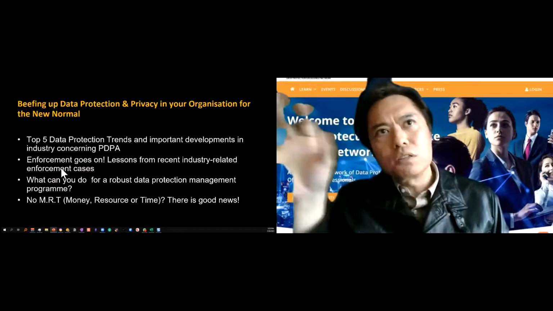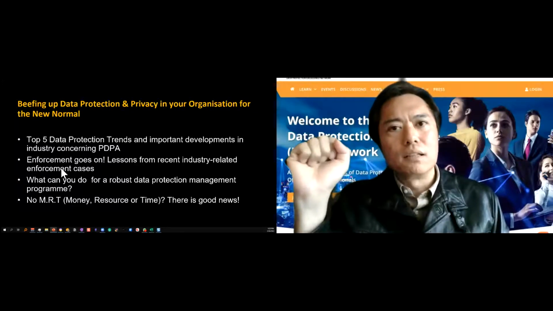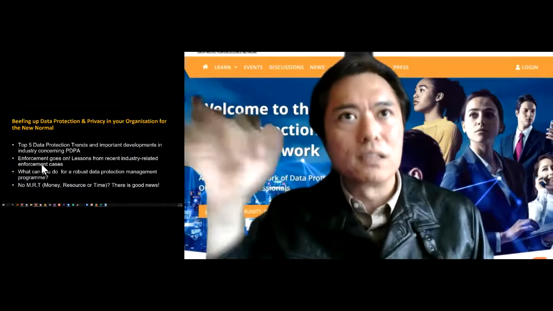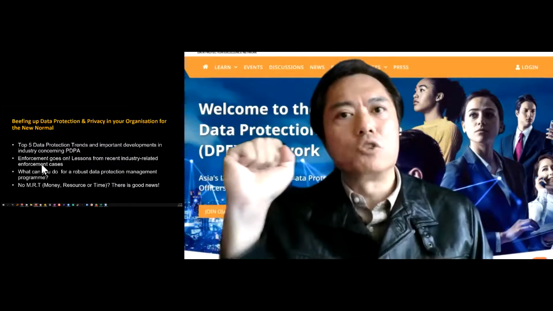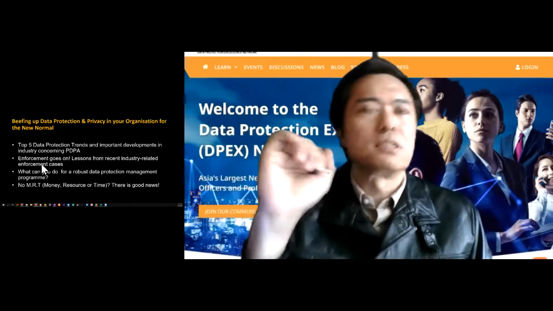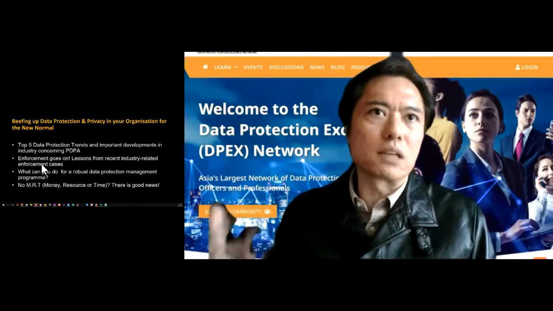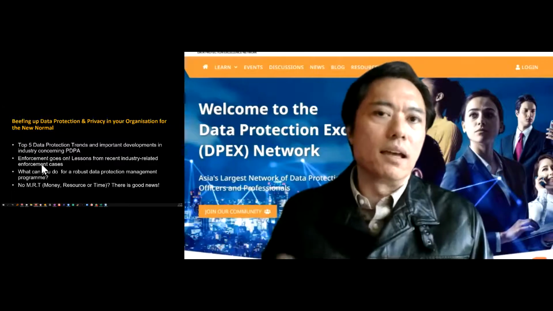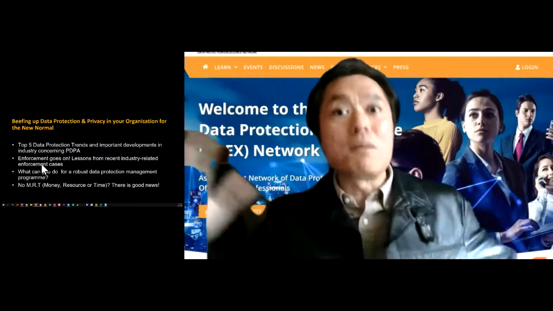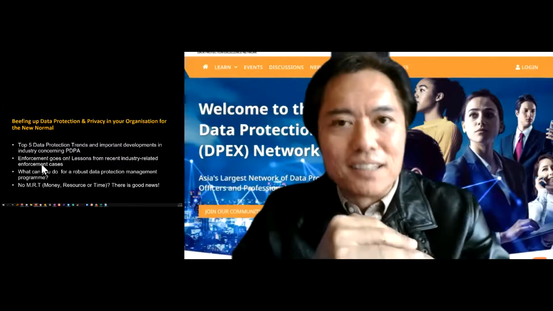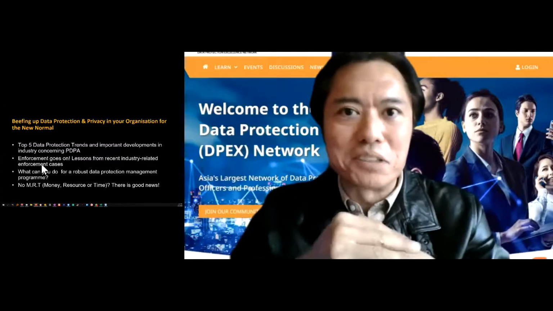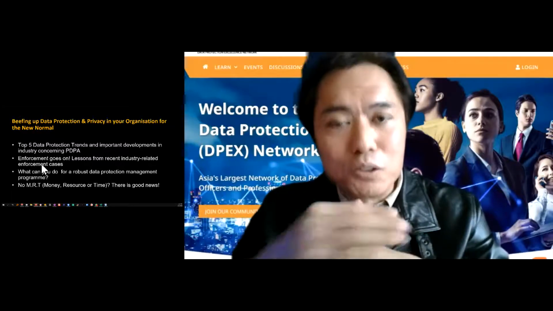Then I'll take a focus on the enforcement, right? Enforcement has been going on despite COVID. And what are the lessons you can draw from there, from different industries? And what can you do as a company for a robust data protection management program? Okay. And last one, no MRT. How many of you are facing that? No money, no resource, no time for data protection, right? There is good news. Stay to the end.